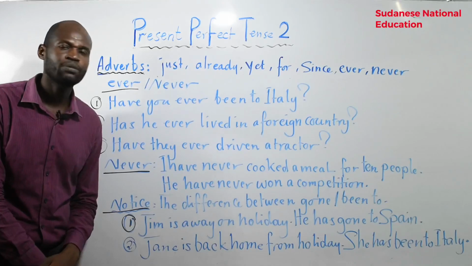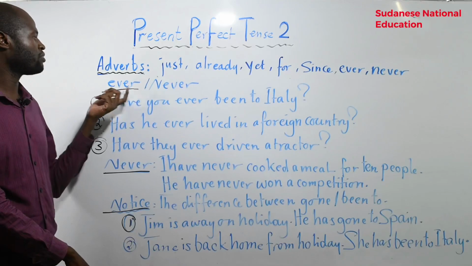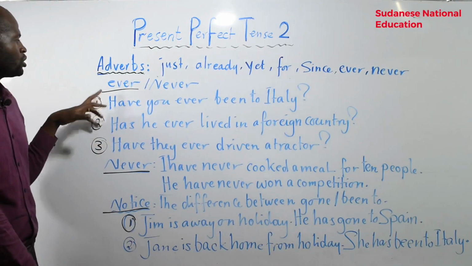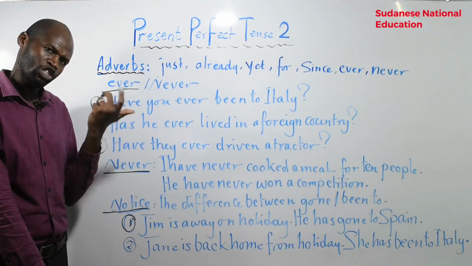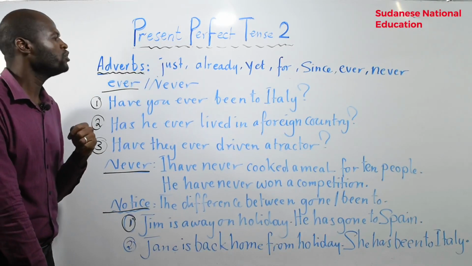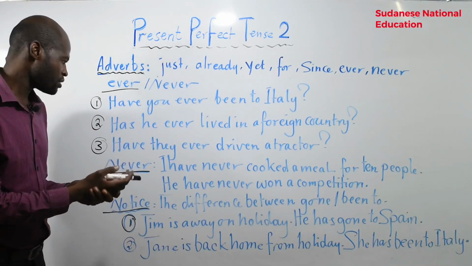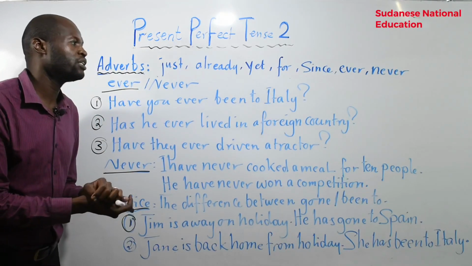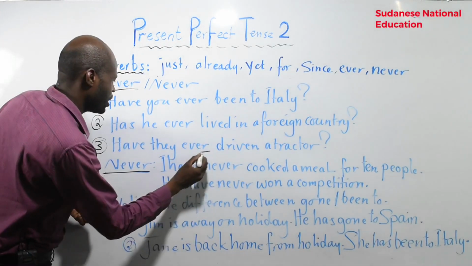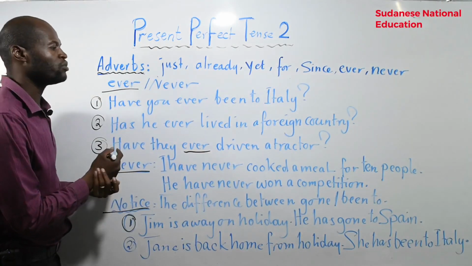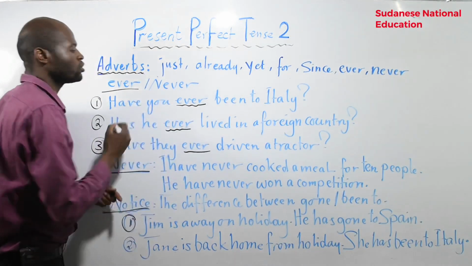More talking about the adverbs that we use with the present perfect tense. Also, we have the adverbs ever and never. We use ever in questions to say at some time in your life. Example, have you ever been to Italy? At some time in your life. Also, has he ever lived in a foreign country? And also, have they ever driven a tractor? It means at some time in your life.